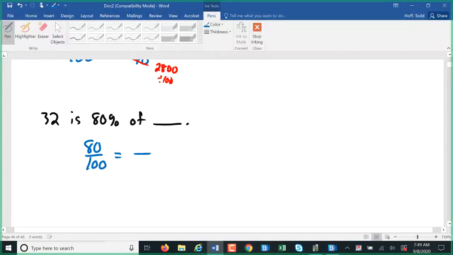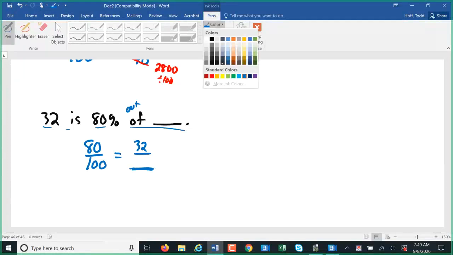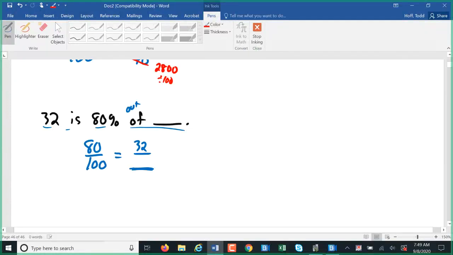On the other side, it says 32 is 80%. So 32 goes with the 80, so it goes on top. Of blank, again, you can read that as out of blank, implies the missing number goes on bottom. Now here, there's a different piece missing. It's the bottom number that's missing instead of the top. But the process is still exactly the same.